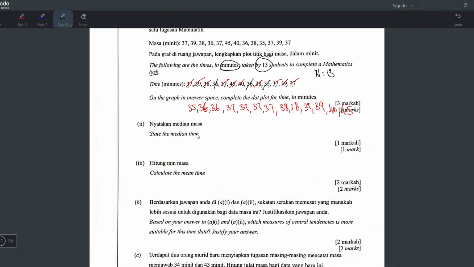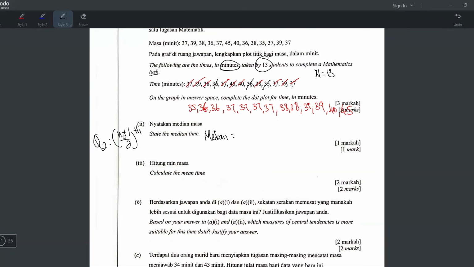Number 2, state the median. So median is the middle number. But actually there is a formula. Q2 is the median. The formula for Q2 or median is (N plus 1) divided by 2, but this formula will only give you the location, the position. Of course, you can also just find the median by covering the numbers one by one, slowly moving towards the middle, and you will get 37. Of course, the other way is to use that formula.